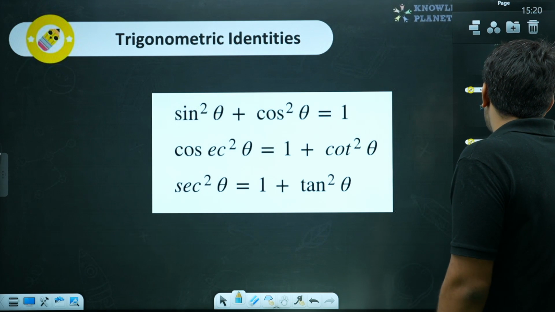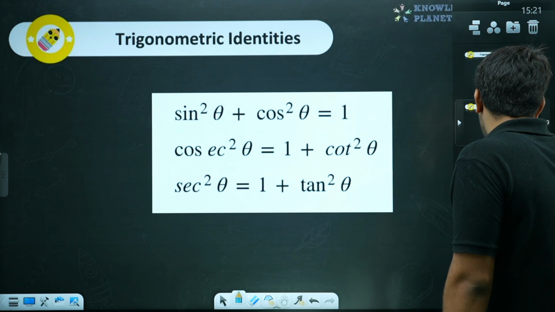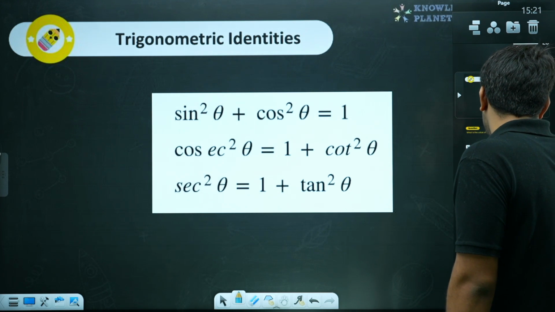I hope you are clear on the part of identity. Now we move forward to solve a few questions related to identity. A very important thing.